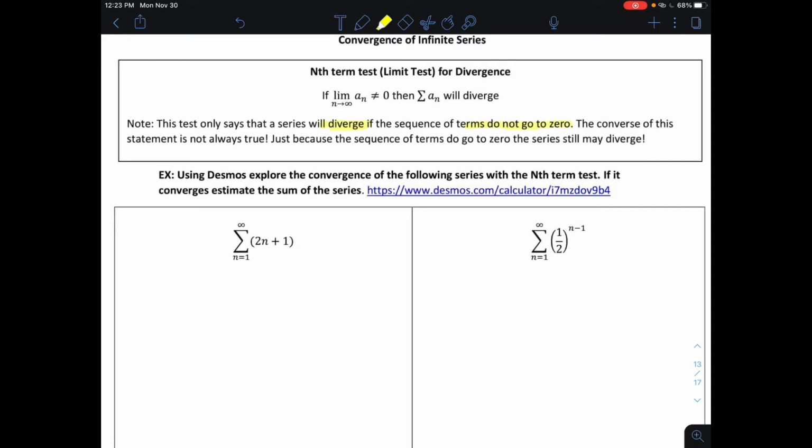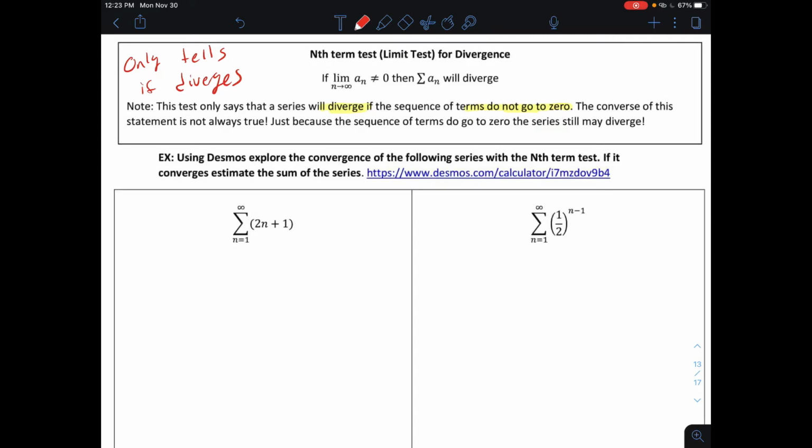The converse of this is not always true. That is very important. So this only tells you if it diverges. So if that limit does equal 0, then we really don't know. We would have to do some further investigation to figure out, so I want to do the Nth Term Test.